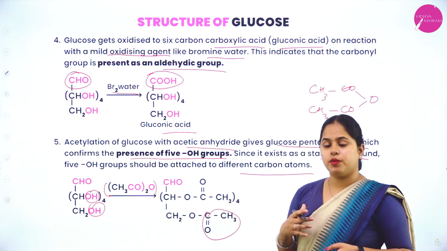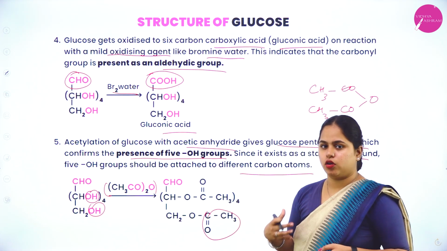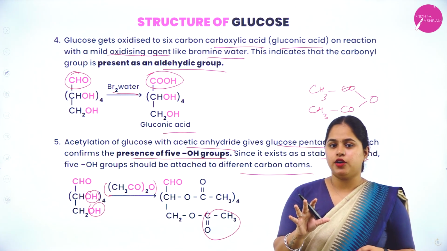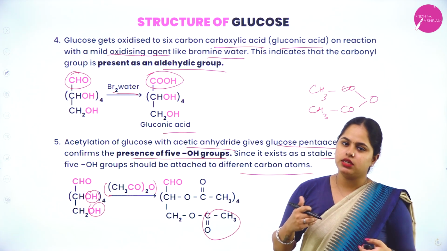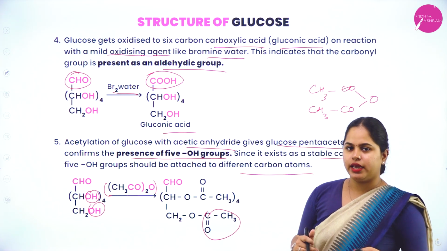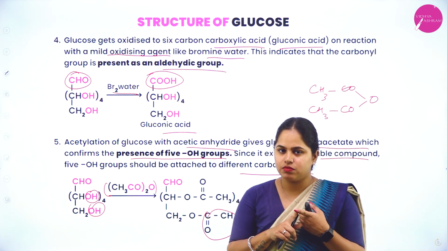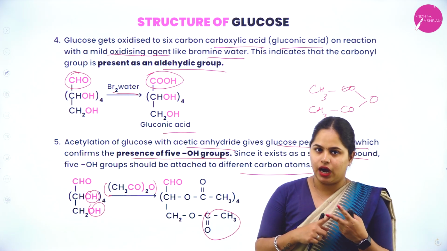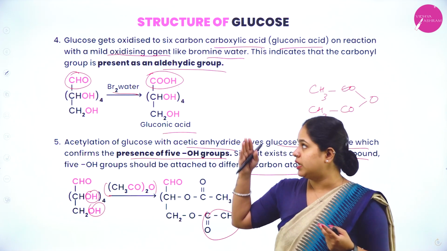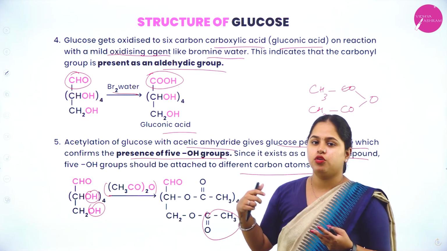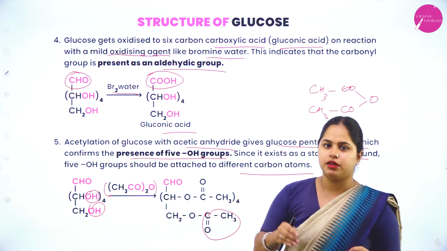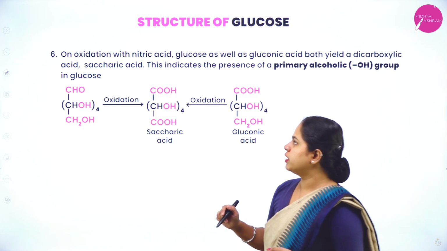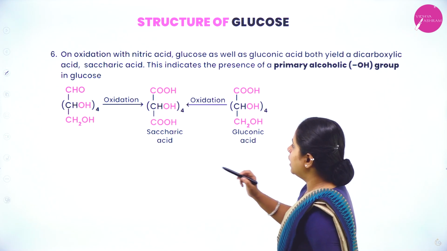Now from that we got to know that this pentaacetate which is being formed is very stable. So it means that all of these hydroxyl groups, the 5 hydroxyl groups, are present on 5 different carbon atoms. They are not present on the same carbon atom. Okay, so clear? All the 6 carbon atoms are present in a straight chain. Then there is a carbonyl group, and the carbonyl group is an aldehyde. And now we got to know that there are 5 hydroxyl groups, and all these OH groups are present on different carbon atoms. Now moving on to the next one, oxidation with nitric acid.